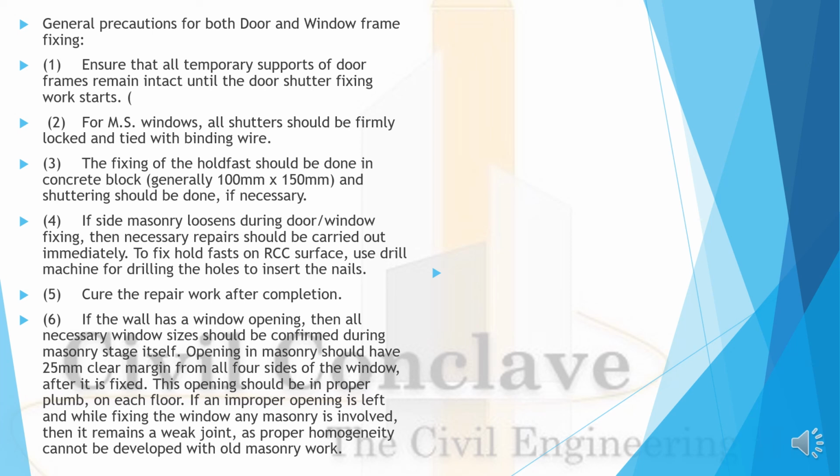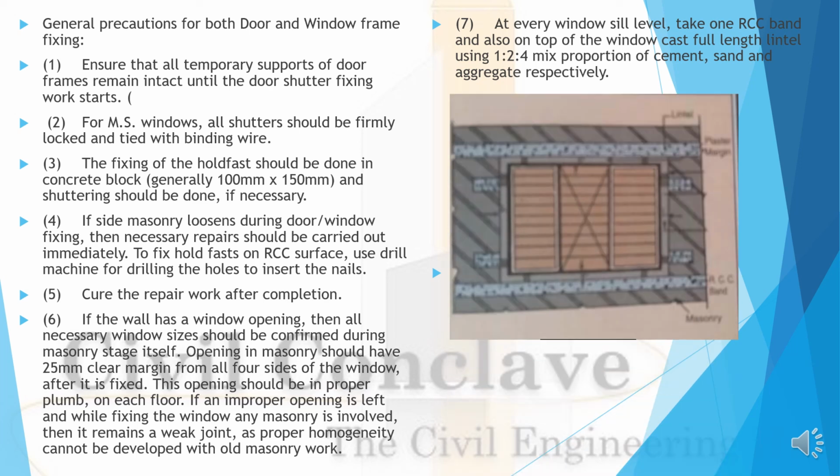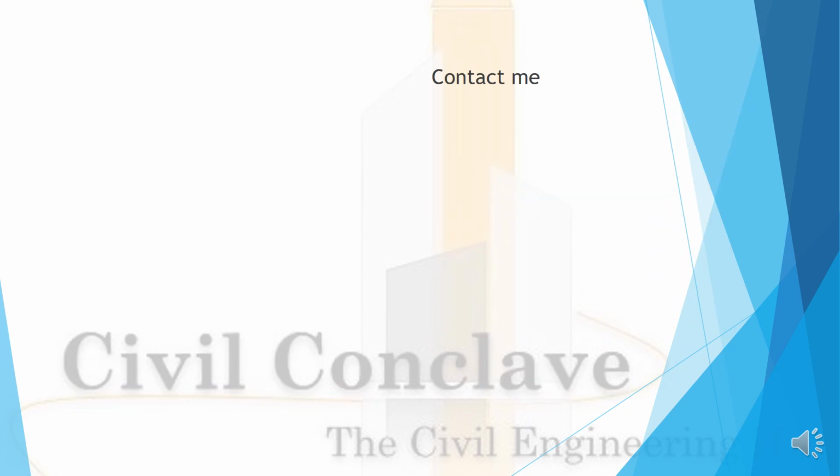If the wall has a window opening, then all necessary window sizes should be confirmed during the masonry itself. At every window level, take one RCC band, and also on the top of the window cast a full length lintel using 1:4 concrete. See, like this it is to be done. After all masonry works, windows and doors should be cleaned thoroughly.